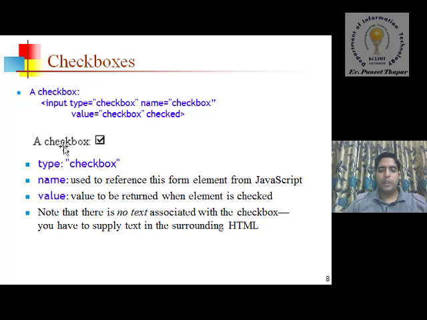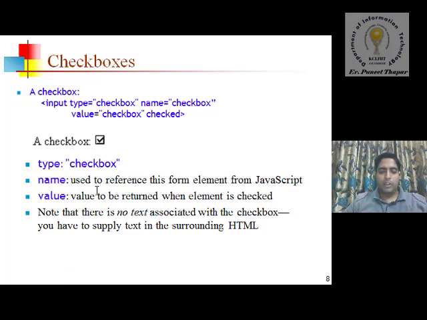See what values we use. We simply write checkbox and checked. Checked means the value is already checked. If you don't use the keyword checked, the value is not checked. If you don't use this keyword checked, it is only a simple rectangle box. If you want a square box with the check sign, use checked.